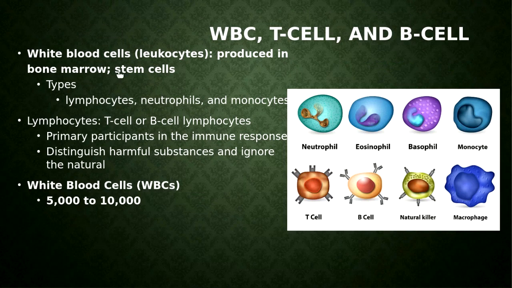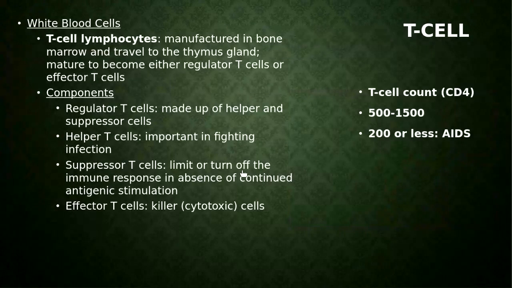So your white blood cells are produced in the bone marrow. You have lymphocytes, neutrophils, and monocytes. Your leukocytes consist of T cells or B cells, and they are the primary function in the immune response. Your white cells manufactured in the bone marrow travel to the thymus gland, mature, and they begin to either regulate the T cell or the effector T cells.